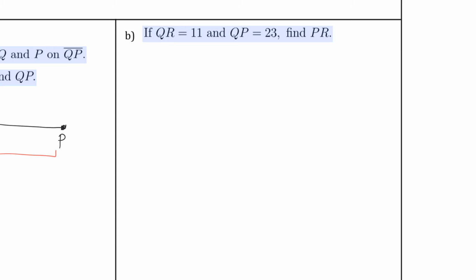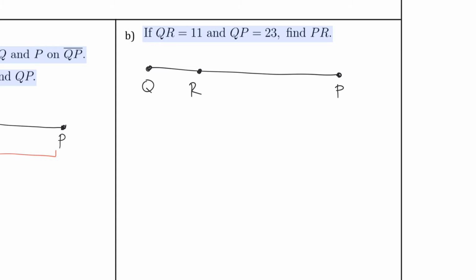All right, here is another example. So we are still working with a segment QP. And the point somewhere in between is still going to be R. Based on the given information here, though, it says if QR is 11 and QP is 23, then we now need to find PR.